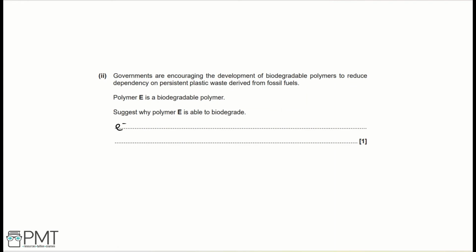So, as we already discovered in part 1, polymer E has an ester group. And this ester group can be broken down, which is why it's able to biodegrade, because it can be broken down via hydrolysis. To get the mark for this question, you need to write this statement. Ester group can be broken down via hydrolysis.